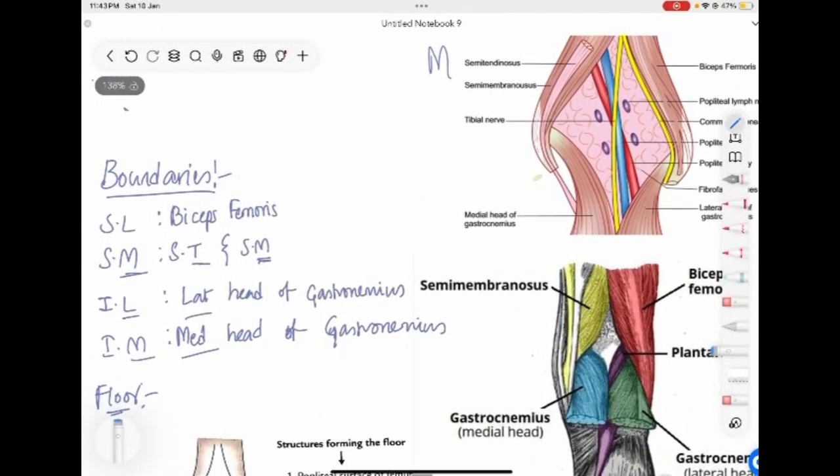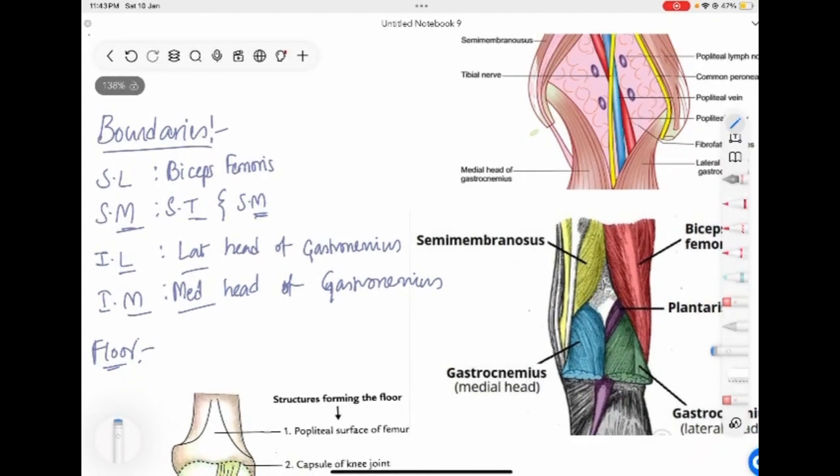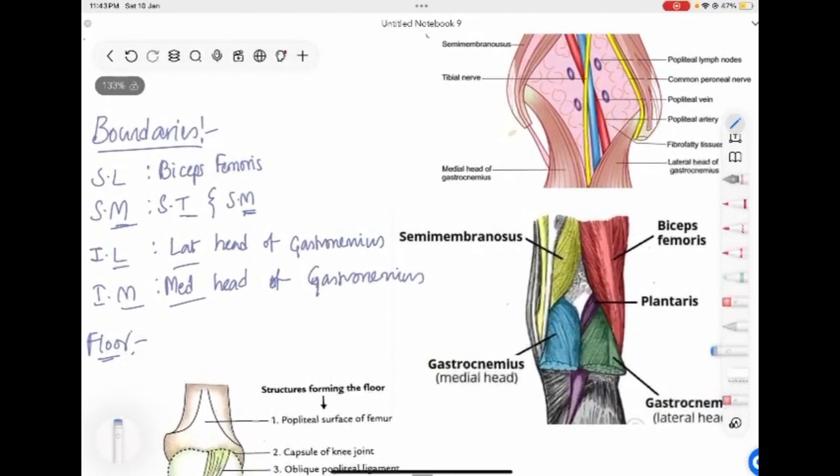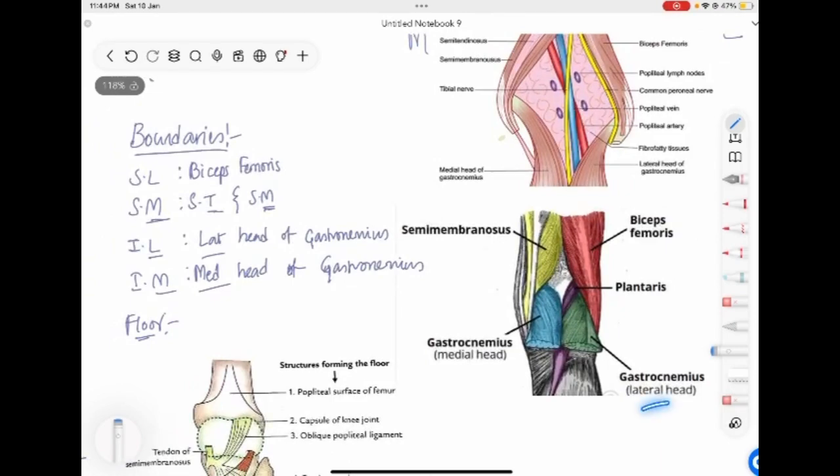So, about the boundaries, let us see in this diagram. This is the medial side and this is the lateral side. The superomedial part is bounded by semitendinosus and semimembranosus, the superolateral part is bounded by biceps femoris, the inferomedial part is bounded by the medial head of gastrocnemius, and the inferolateral part is bounded by the lateral head of gastrocnemius, which is simple.